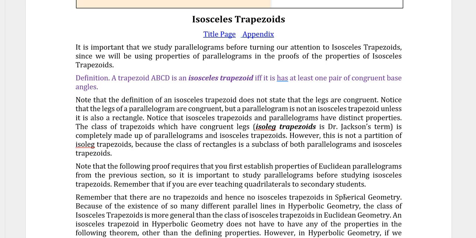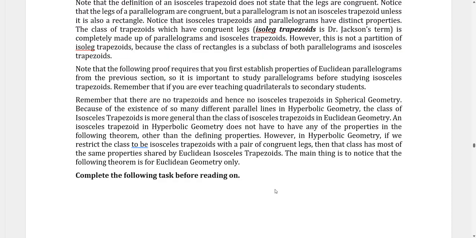A parallelogram also has a pair of legs that are congruent. It's a trapezoid with a pair of legs congruent, as is an isosceles trapezoid. But these two things have very distinct properties. Note the proof first requires you to establish properties of Euclidean parallelograms from the previous section, so it's important that you study parallelograms before studying isosceles trapezoids. And if any of you are ever teaching this to secondary students, remember the order there matters.